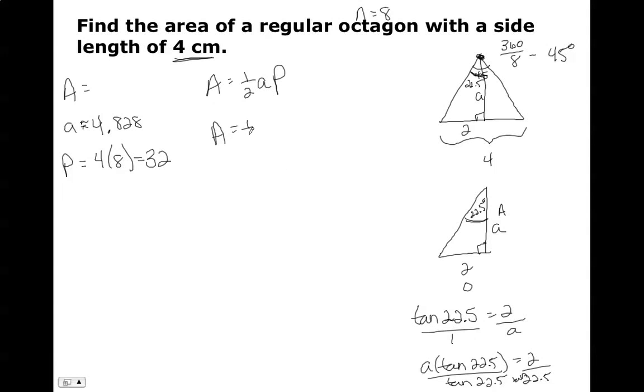So now our area is 1/2 the apothem times the perimeter, which gives us that the area is approximately 77.3 centimeters squared.